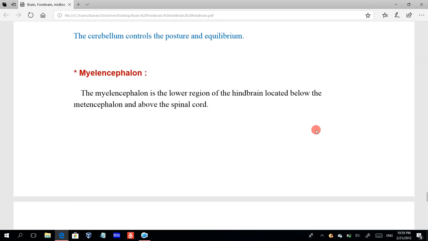The myelencephalon, which is the medulla oblongata, is the lower region of the hind brain, located below the metencephalon and above the spinal cord. So it lies between the pons and the spinal cord.